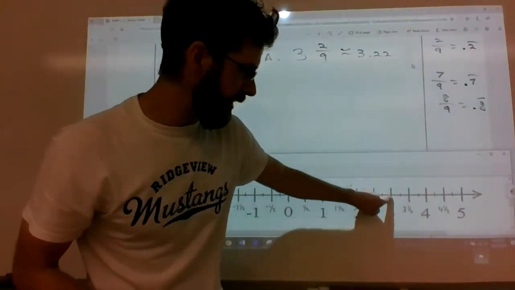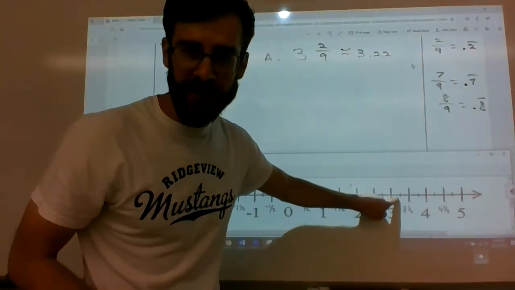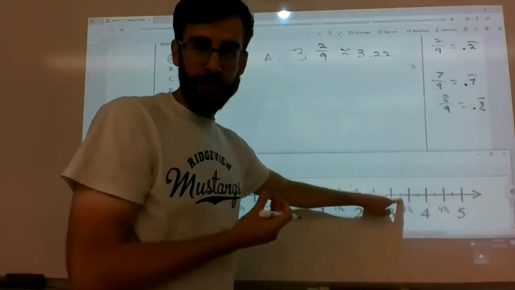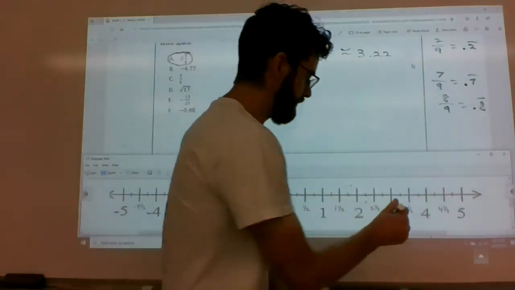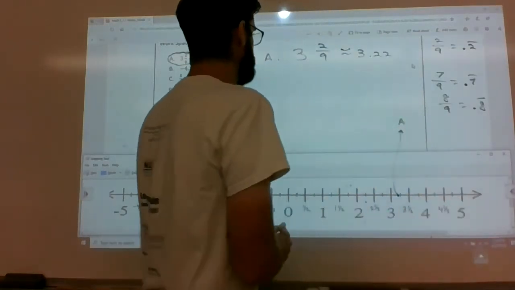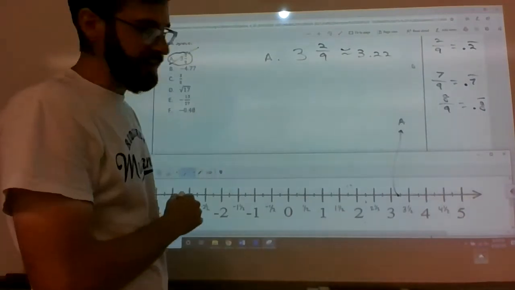So go out to 3. The next tick mark is 3.25. I'm not putting the dot quite at 3.25. It's left of it. And that's our first one. Check that one off the list.